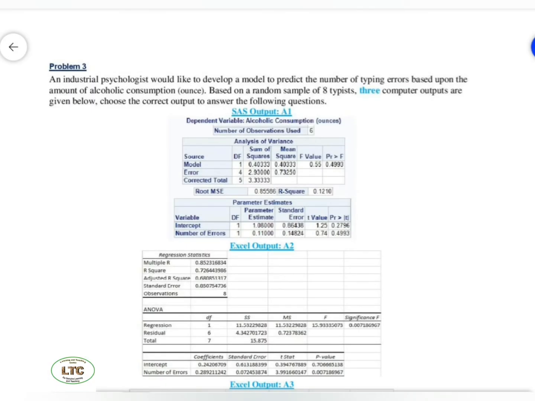Problem 3. An industrial psychologist would like to develop a model to predict Y, the number of typing errors, based upon X. So X is the amount of alcoholic consumption, measured in ounces, ratio level, and number of typing errors, counting, ratio level, based on a random sample of 8 typists. 3 computer outputs are given below. Choose the correct output to answer the following questions.